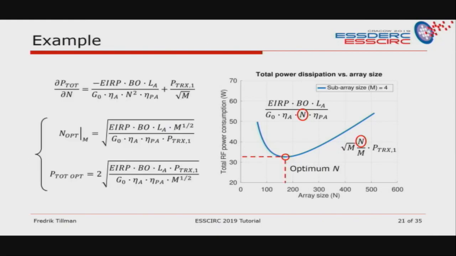So if we can nail down the equations, you can find values for the N-opt and the P-opt. I mean, for a given EIRP and a given antenna subarray size, in this case M equal to 4, you can simply calculate, given this simple model, what would be the most efficient setup from an antenna array point of view.